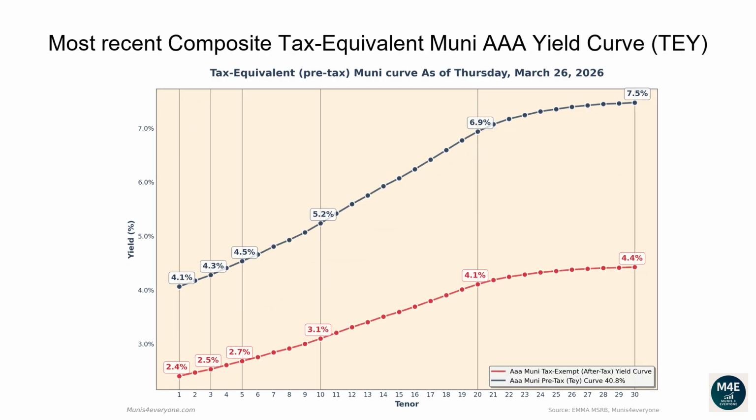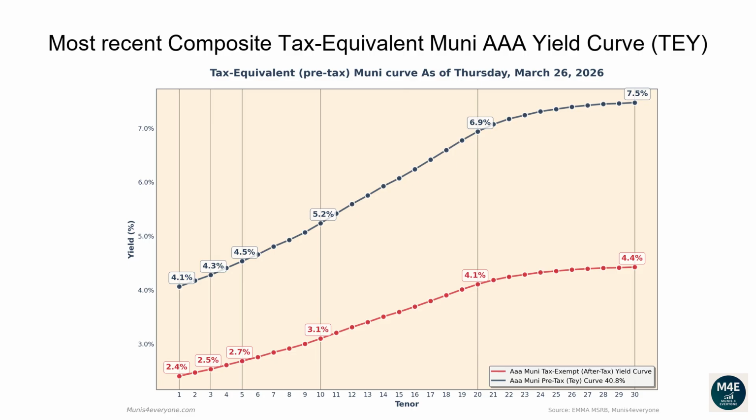Let's now go over the most recent composite tax-equivalent Muni AAA yield curve. The following graph shows, in red the tax-exempt after-tax Muni yield curve, versus in blue its tax-equivalent pre-tax version assuming a 40.8% top tax bracket, as of March 26, 2026.